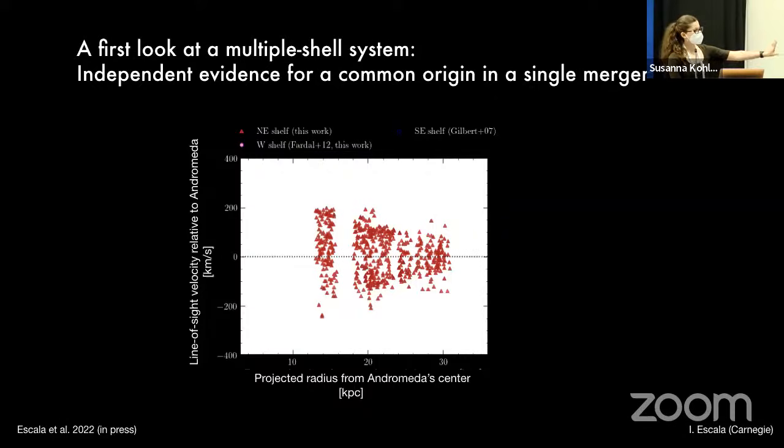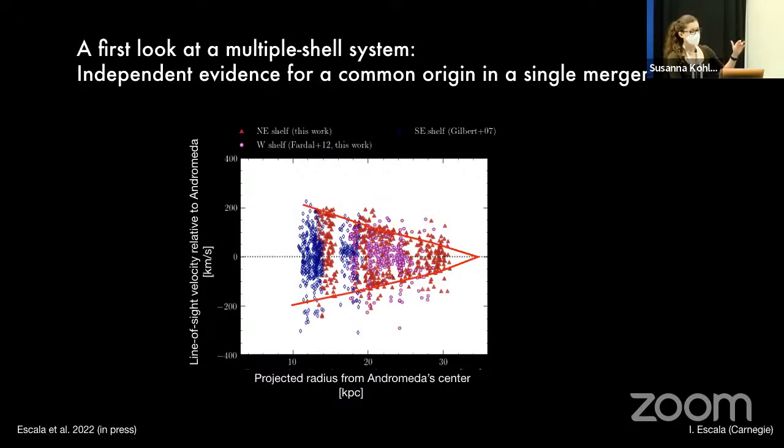So I'm showing the northeast shelf relationship between velocity and radius again, but we have data in these other features, as I said. We can look at the west shelf, which you can see here makes the same triangular shaped feature, and we can also look at the southeast shelf. So they form this concentric, nested wedge pattern. This is strong evidence, independent of any models, that these features are related, because what you're looking at is basically successive orbital wraps of a single galaxy.